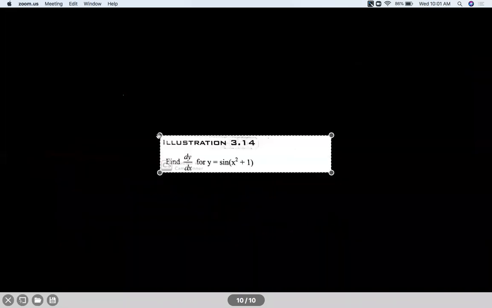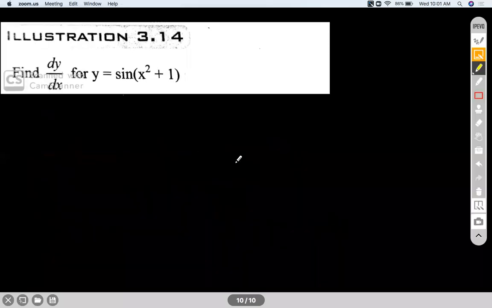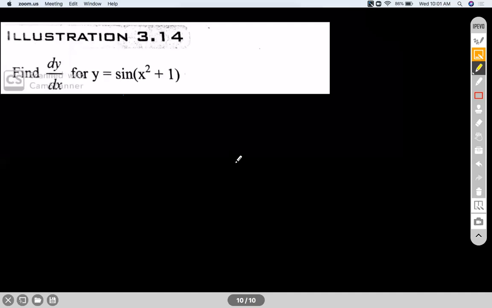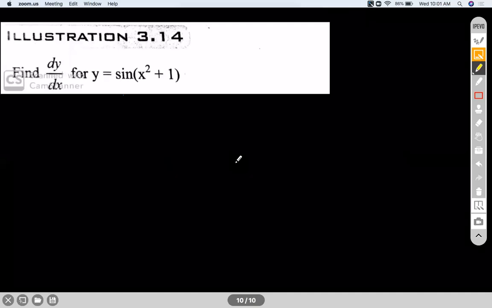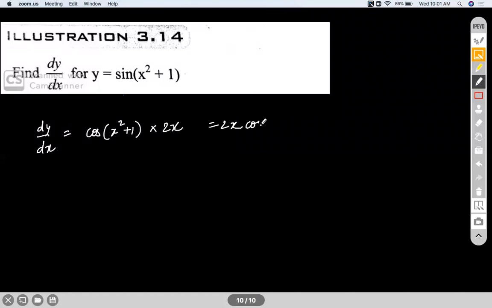Simple question, just to test your chain rule. Find dy by dx when y is sine of x square plus 1. Oh, just a 10-second problem. Yes, sir. Done. What's the answer? Cos of x square plus 1 into 2x. Cos of x square plus 1 into derivative of x square plus 1 is 2x. Absolutely. So 2x cos of x square plus 1. Simple.